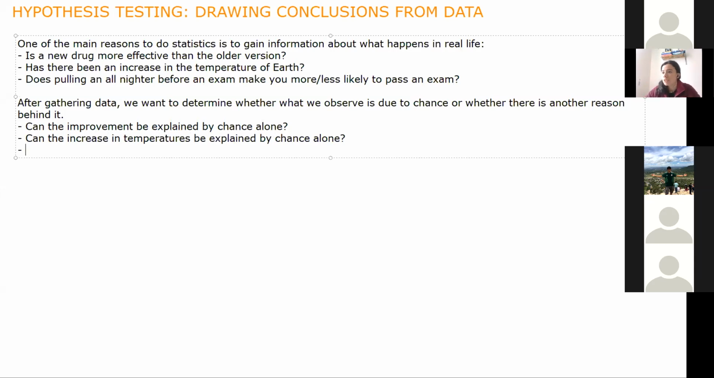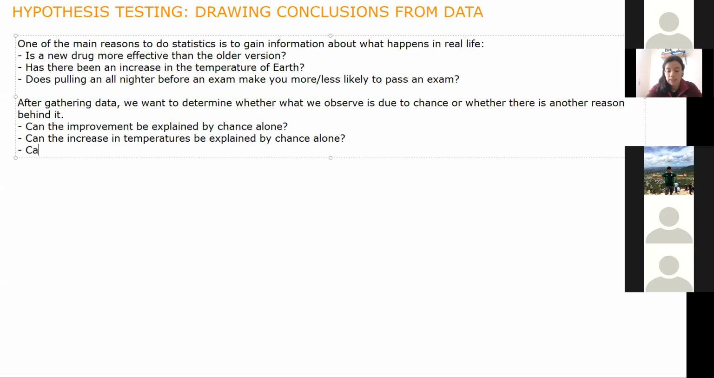And in the last case, does pulling an all-nighter before an exam make you more or less likely to pass an exam? Well, we'll collect some data, we'll run an experiment. We'll have some students pull an all-nighter before the exam and others not pull an all-nighter before the exam. Okay, can the difference between these two be explained by chance alone, or does pulling an all-nighter actually make a difference in what the results are going to be?